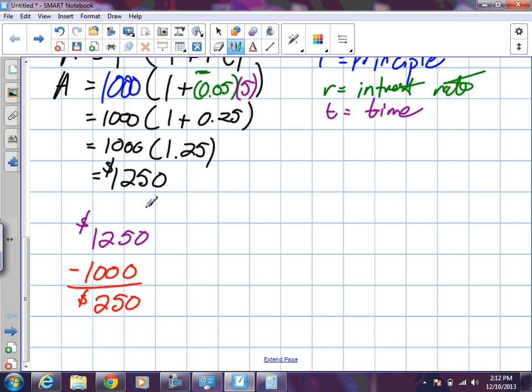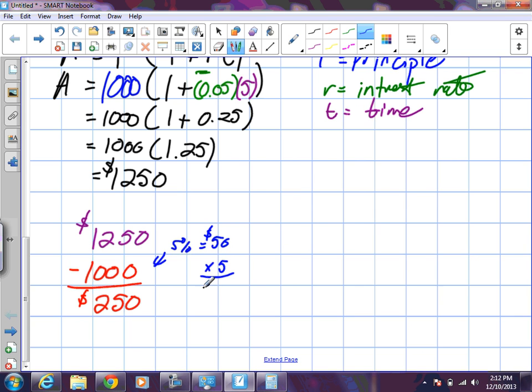Okay, this is good because I want to show you how we technically built that. Remember, it was 5%. What is 5% of our $1,000? $50. And how long did we have $50 in that account for? How many years did we put that in? 5. So what's 50 times 5?